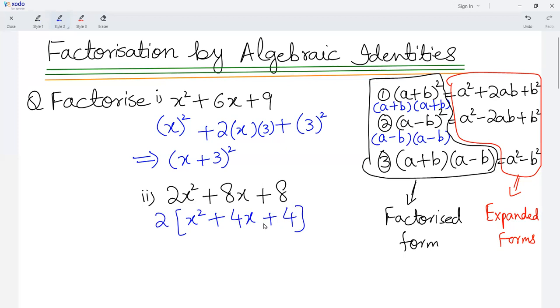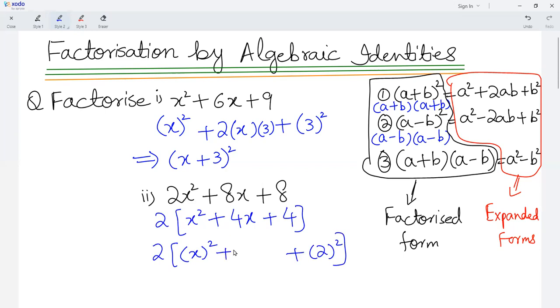Now look at the terms inside that bracket. So x squared is the square of x, and the last term is the square of 2. It means that we have to apply the first identity, because in the center there is a positive sign. So 2 will be written till the end for having the complete factorization. So x squared can be written as x whole squared, and plus 2 squared will be satisfying for 4.